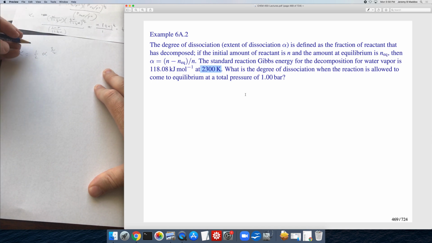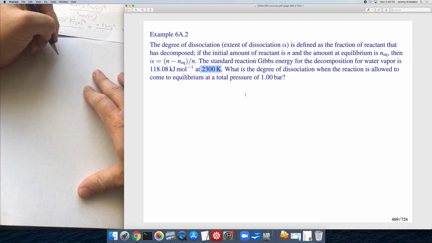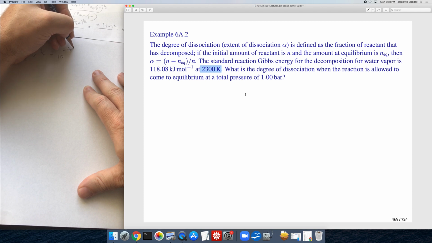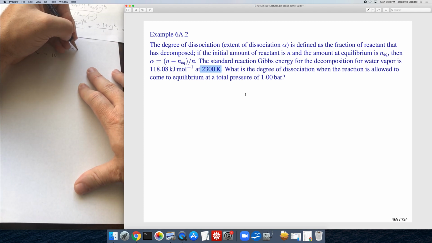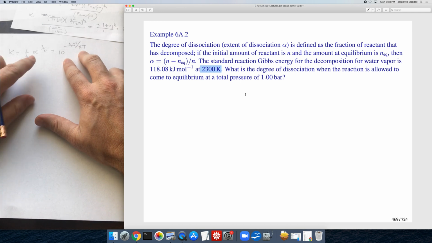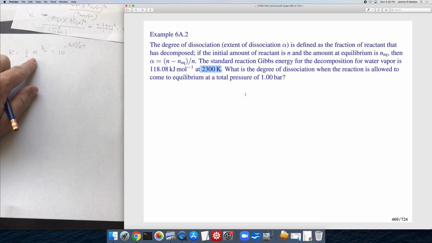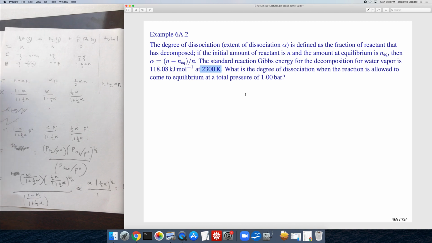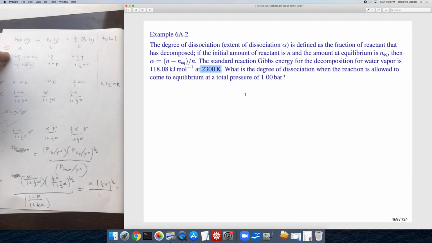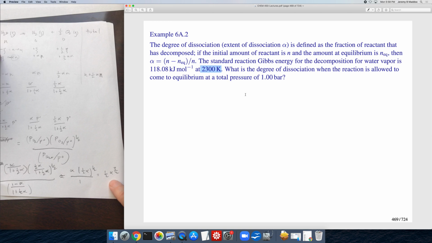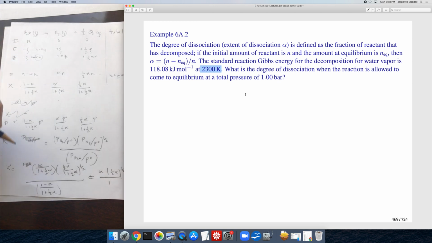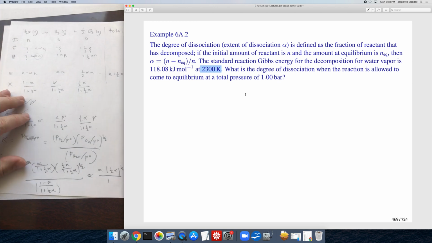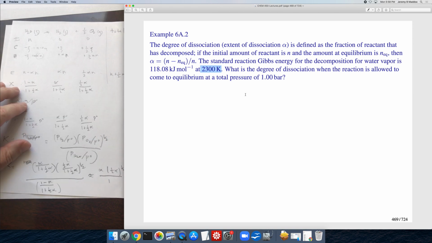As I said before, you can calculate K as 10 to the minus delta G for the reaction divided by RT. So you can calculate that quantity, and you can then solve for alpha, which is what they wanted us to do. So here I've put together, using ice tables, an expression for this degree of dissociation, which you can then combine with the equilibrium constant to find that value of alpha.